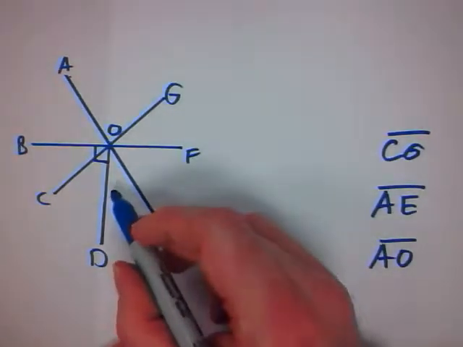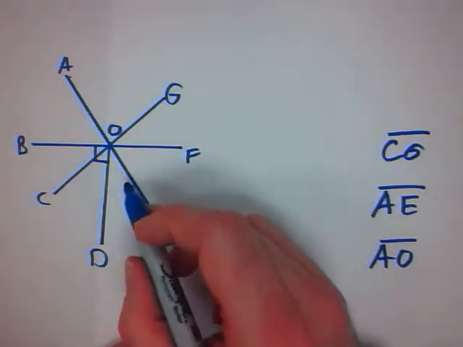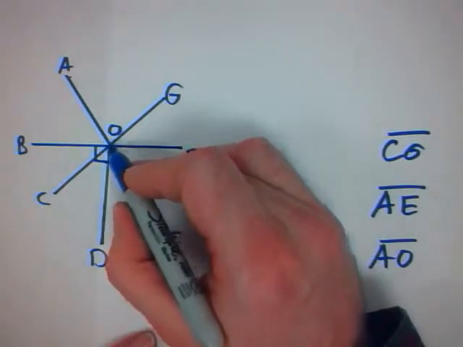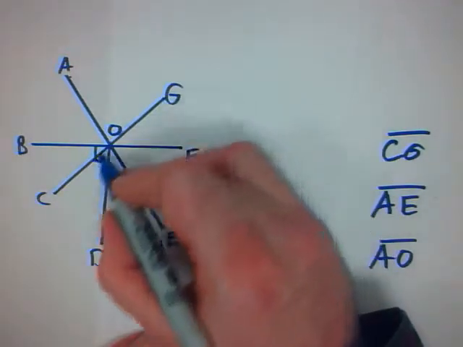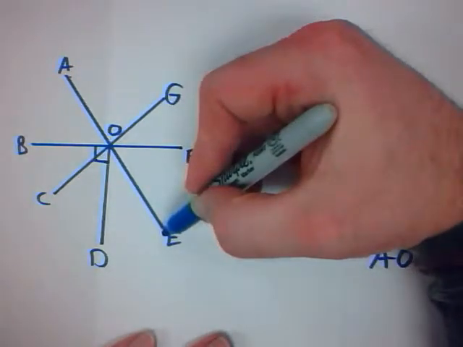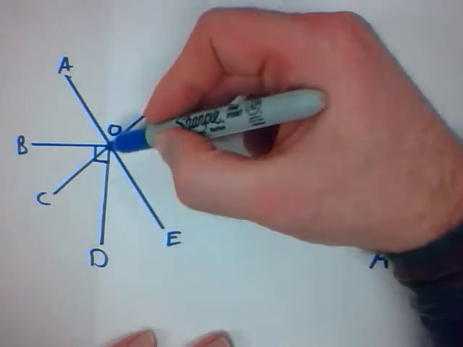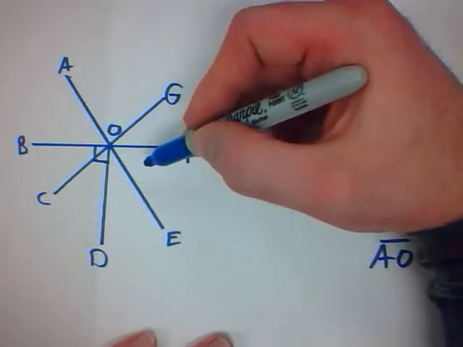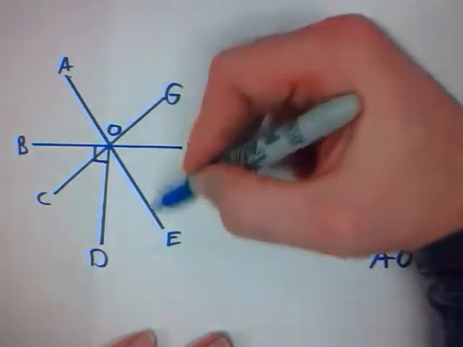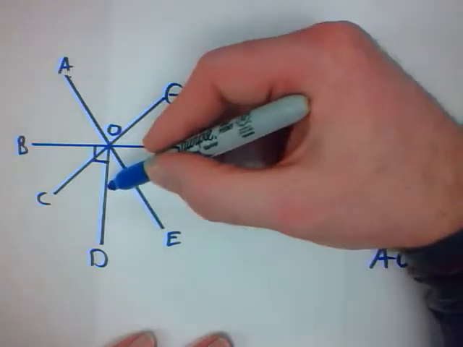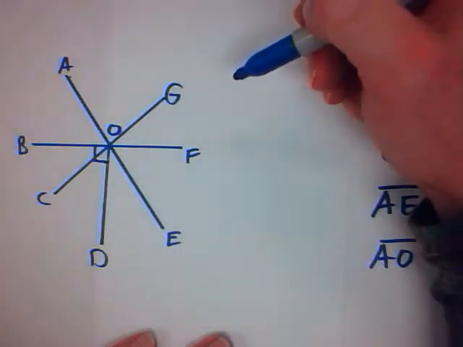In fact, if I were asked to list every single one of the line segments in this figure, well, C to G is a line segment, C to O is a line segment, O to G is a line segment. That's 3 line segments there alone. And if I go over here, A to E is a line segment, A to O is a line segment, O to E is a line segment. There's another one. There could be lots and lots. In this case, there are going to be a great many line segments. 3, 6, 9, at least 10 line segments in this figure.